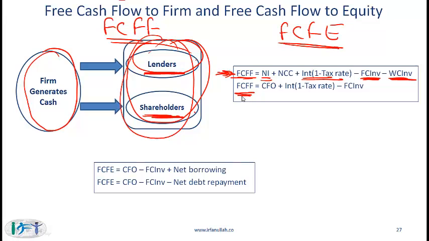Another way of expressing this formula is given right here. Free cash flow to firm can also be written as CFO, cash flow from operations, plus after-tax interest minus the investment in fixed capital. Now, here we are assuming that the interest amount has been subtracted to come up with CFO. That's why the after-tax interest is added back. And then we subtract the investment in fixed capital. We do not subtract the investment in working capital because that is already addressed in CFO.